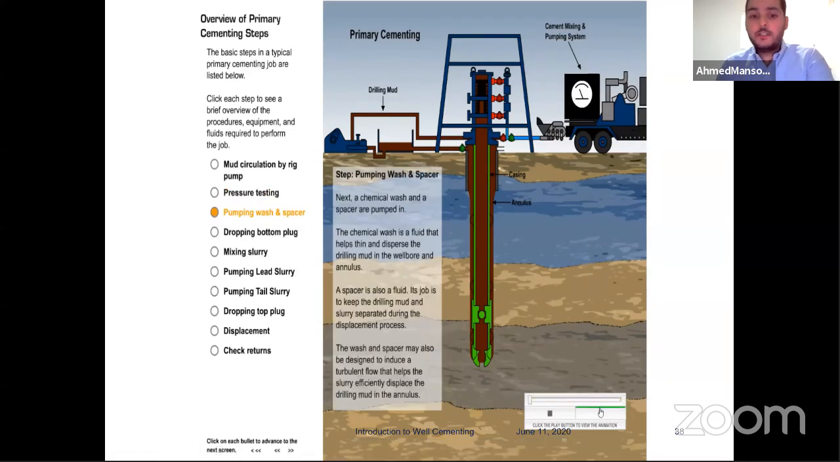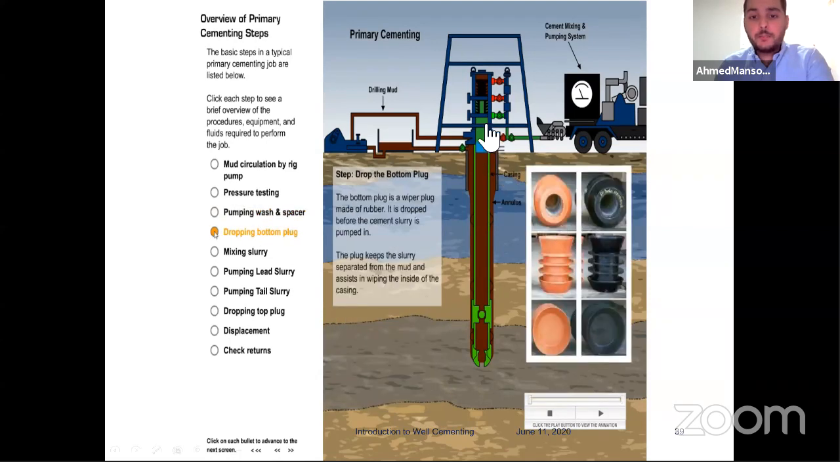So after we pump the spacer, we drop the bottom plug. As you can see, this is the bottom plug. The bottom plug is used to prevent any contact or contamination between the mud, spacer, and the cement. We always need to keep the cement without any kind of contamination, because this is going to affect the cement properties. And after that, we start mixing the cement.